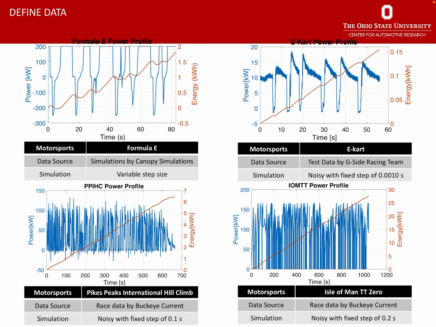The duty cycle for the Formula E car can be seen on the top left hand corner of the screen. This duty cycle is just for one lap, and a similar profile is repeated 33 times to complete the race.